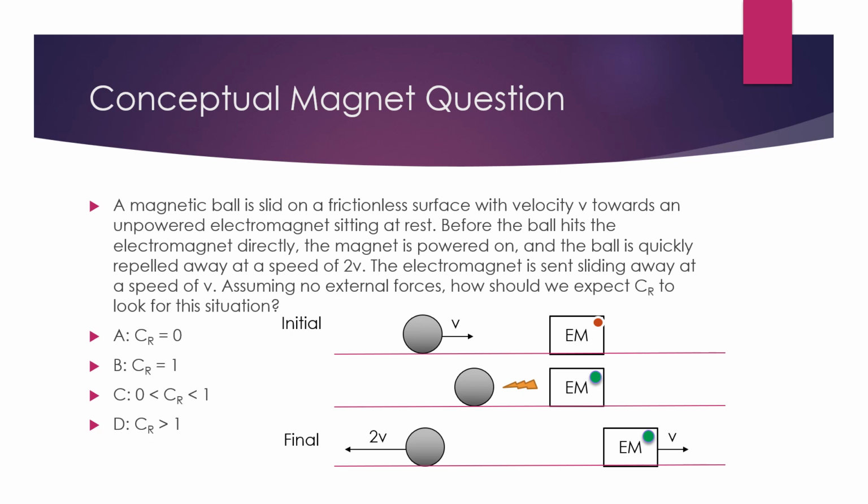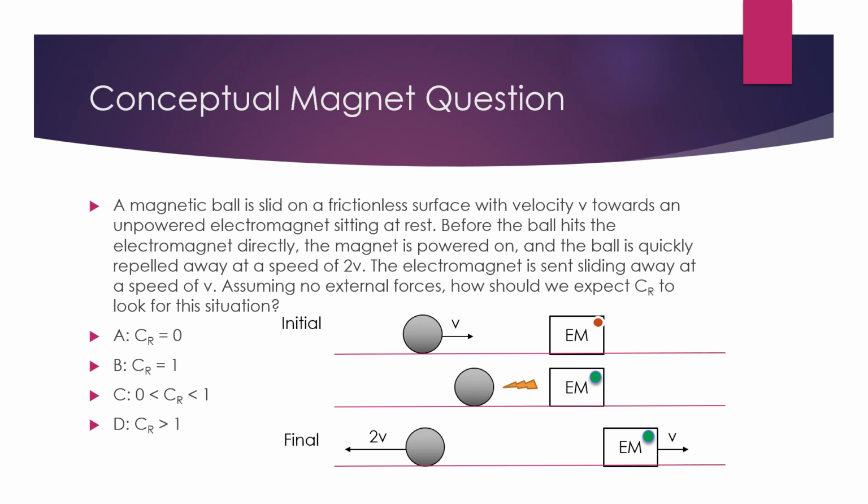Before the ball hits the electromagnet directly, the magnet is powered on, and the ball is quickly repelled away at a speed of 2v. The electromagnet is sent sliding away at a speed of v. Assuming no external forces, how should we expect CR to look for this situation? Now would be a good opportunity to pause.